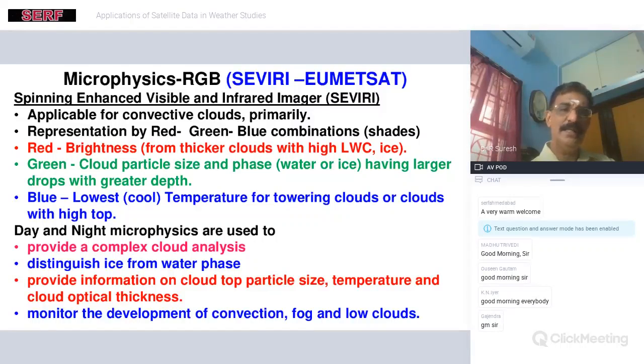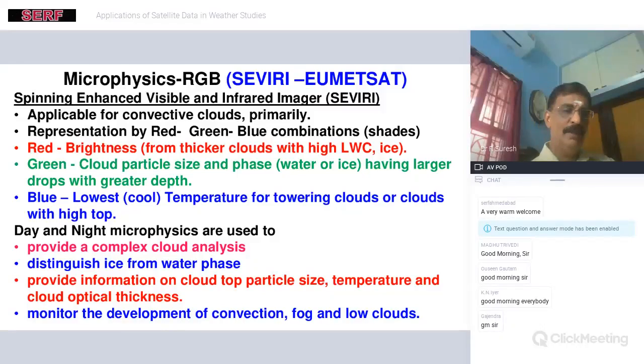Red color is by and large used the same way by all the satellite launchers. Red color is used for the brightness, and about the thick clouds, the convective clouds, and clouds which have high liquid water, ice contamination, something like that. The green color is purely on water ice and a mixed phase of it. And then blue color reveals the temperature of the cloud top, the usual IR form.